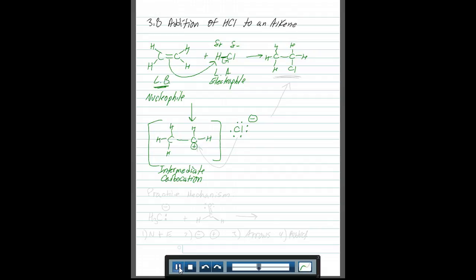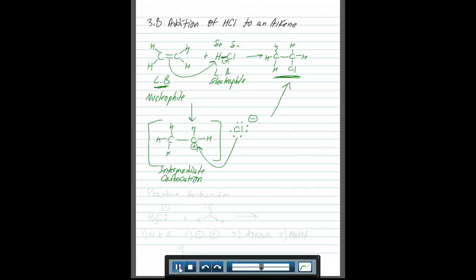What happens next is your chlorine. I mean, by looking at the final product, you can figure out what happens. The chlorine now is the Lewis base, and it attacks your carbon, which is positively charged, which is your Lewis acid, to now form your final product. So the Cl- is your nucleophile, your C+ is the electrophile. Okay? So this is what a mechanism is.